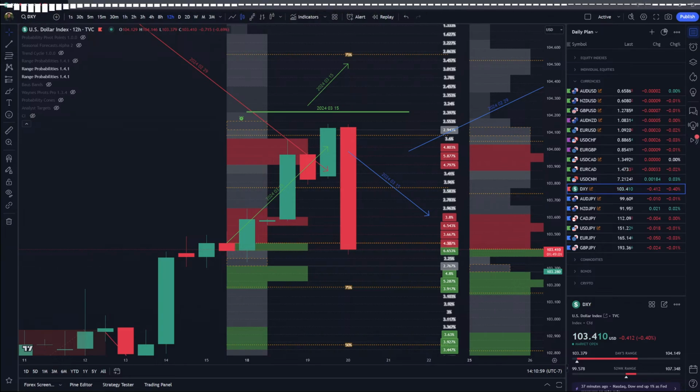Again, this data is technically nominal. It came out as expected. We got risk on.